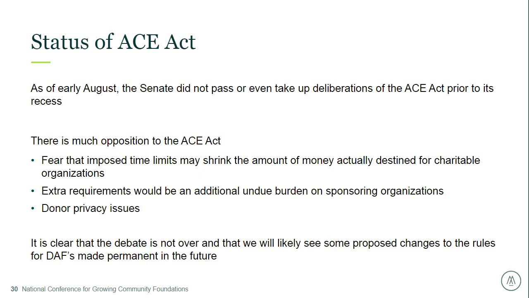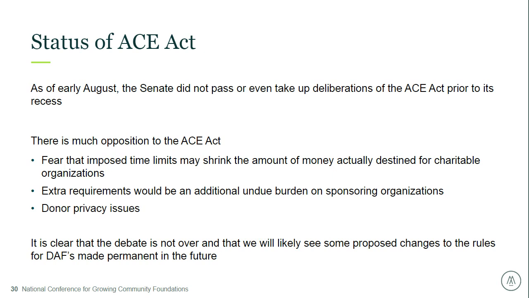those that introduced it and supporters of it may be taking some time to understand what that opposition is and figure out how they can address that before actually even taking up a debate about it. Certainly there's fear that imposing some of these time limits may actually shrink the amount of money that gets destined for charitable organizations. There's some extra requirements, I think, specifically on sponsoring organizations that may create an undue burden on them, and I think that should be understood. And then certainly, there are some donor privacy issues with respect to additional disclosures that would be required, and I think that those need to be addressed.